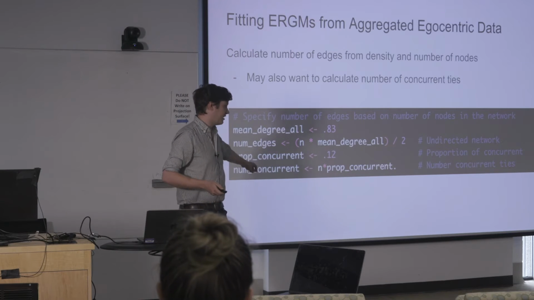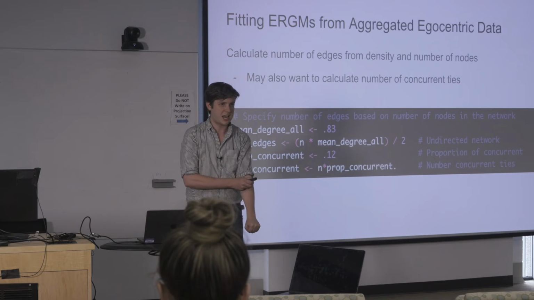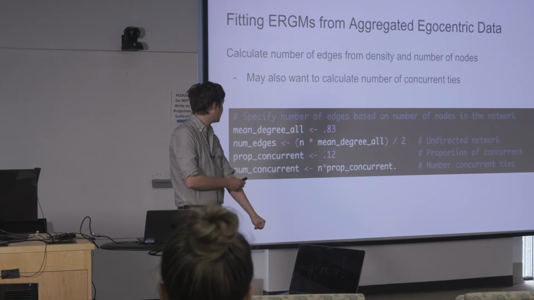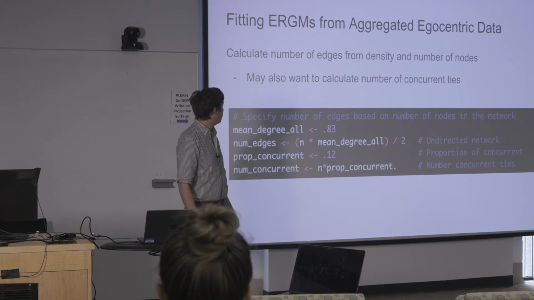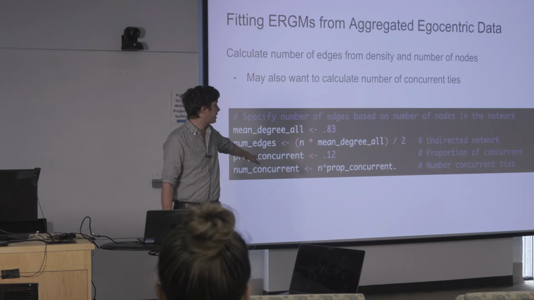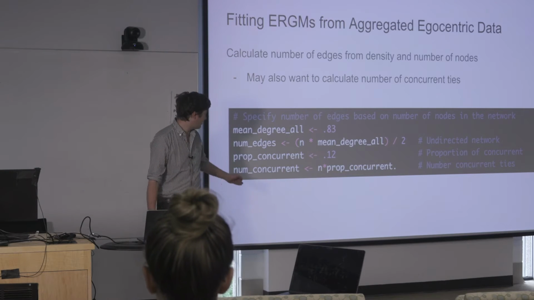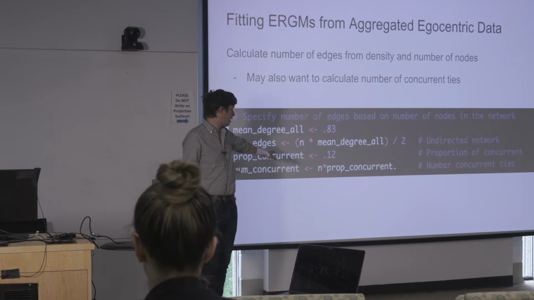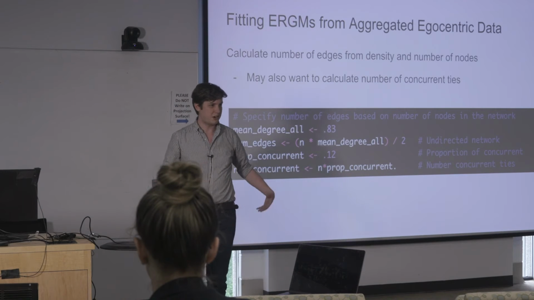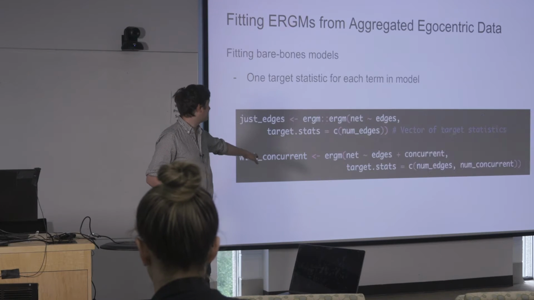And then, again, because the example here is MSM, and concurrent ties is very, very important in that context, right? You may also want to calculate some of those basic structural aspects as well. In this case, the target statistic that I was given is that approximately 12% of ties are concurrent, or among nodes with concurrent ties, and then you calculate that.